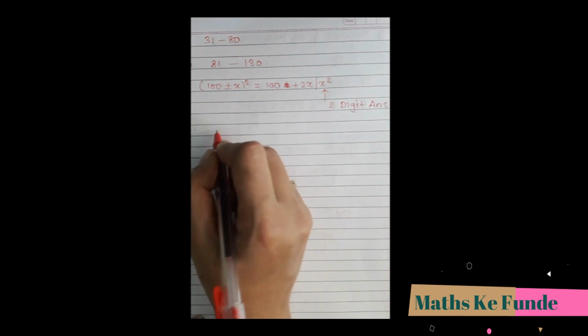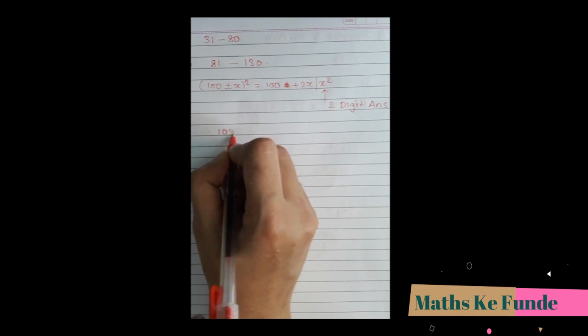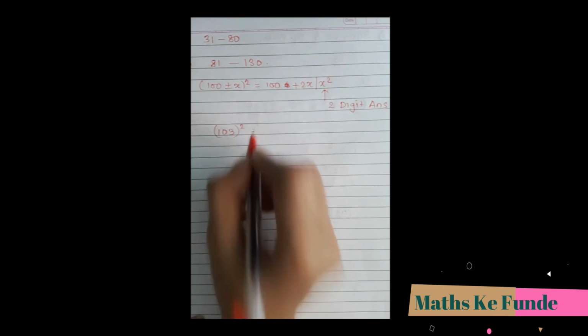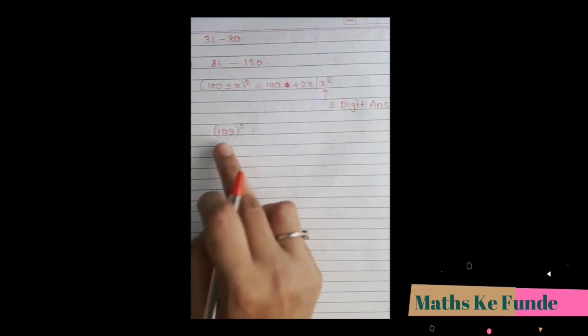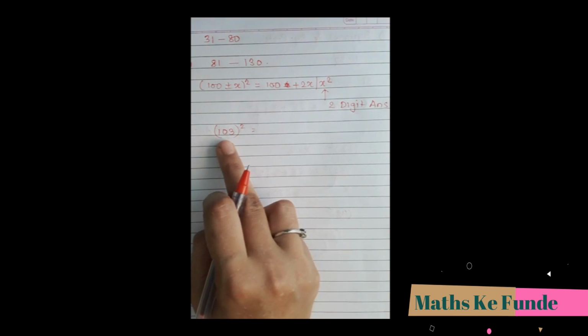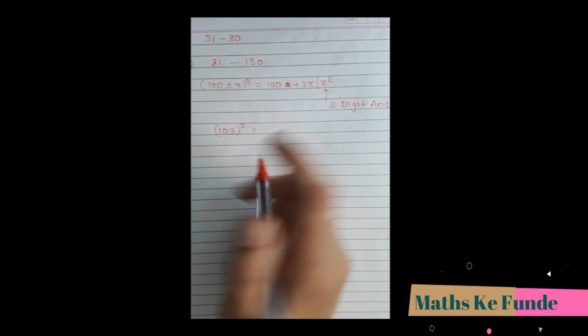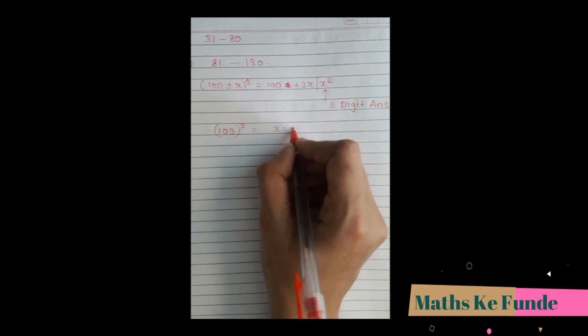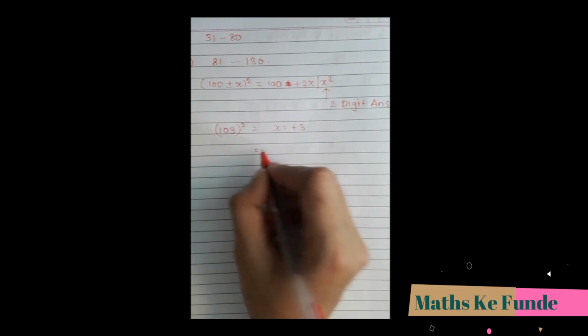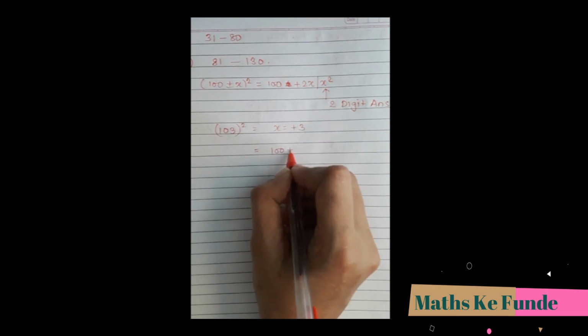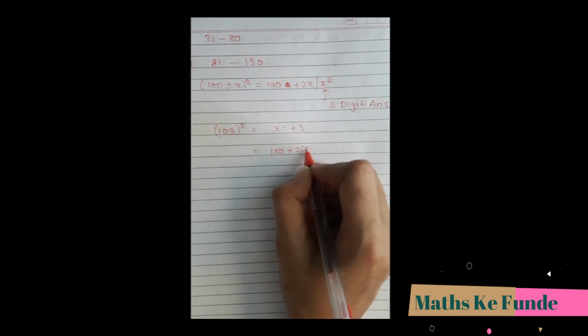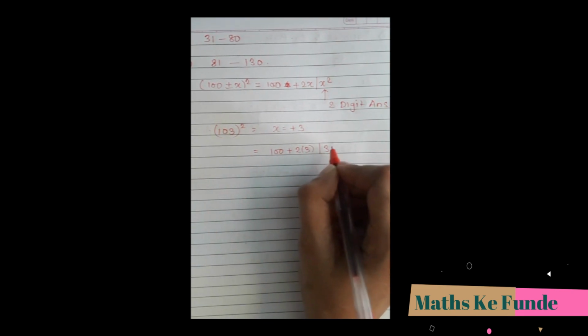Let's take 103. Now just like the previous method, 103 is 3 more than 100. So the value of x is going to be plus 3. Let's just put it in the formula. It's 100 plus 2 into 3 and 3 square.